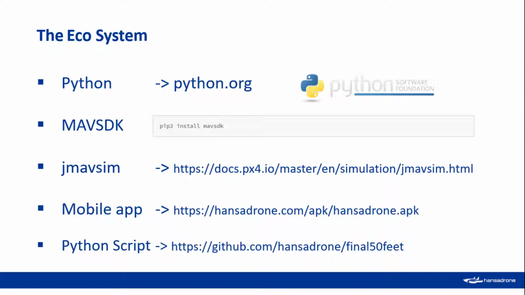Now we install a drone simulator. In this example, we will use a simple and lightweight simulator called jMAVSim, but other simulators like Gazebo will work as well. jMAVSim runs the full PX4 autopilot stack in a simulated environment. You can download jMAVSim from the project website and follow the instructions provided there. And of course, we need to install the Hansadrone app on our smartphone as described in the Getting Started video.